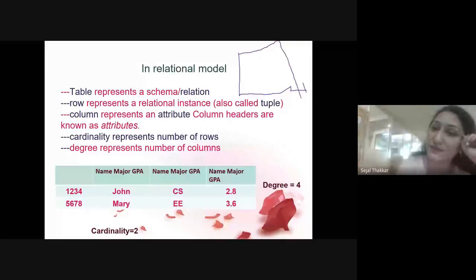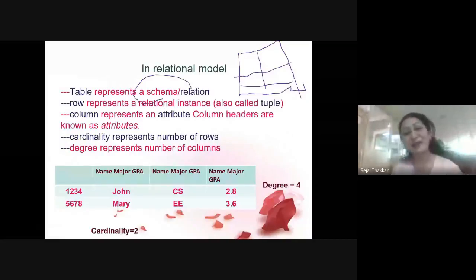You can see here, the table consists of rows and columns. The table is known as a schema or the relation. A row represents an instance. A schema can be called a skeleton; it's a structure.